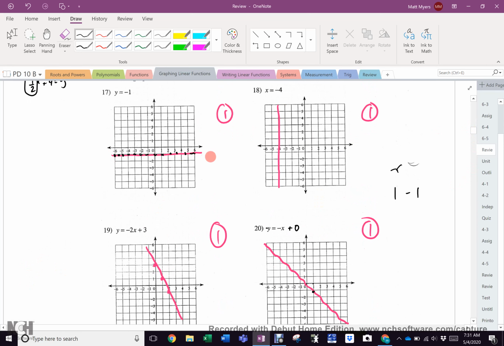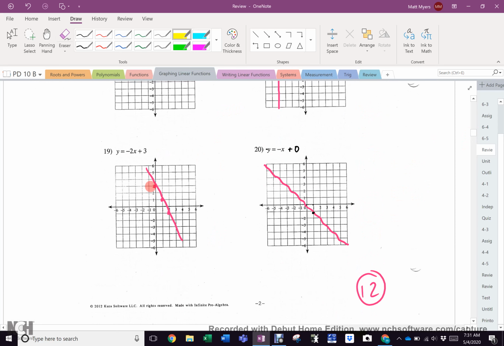There's these two answers. This is just what the score would have been, so let me erase those because that's a little confusing. There's the line. There's the line. There's the line. There's the line.